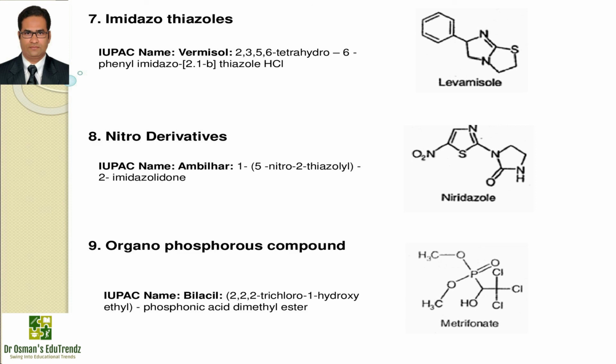Now moving on to the last class, organophosphorus compound, that is metrifonate, sold under the brand name Bilarcil and IUPAC name 2,2,2-trichloro-1-hydroxyethyl phosphonic acid dimethyl ester. This drug is recommended in the treatment of Schistosoma haematobium. This drug is believed to inhibit acetylcholinesterase and side effects will be related to gastrointestinal disturbances. This drug should not be used with anticholinesterases. The side effects include fever and joint pains.